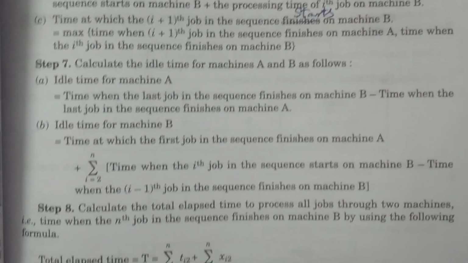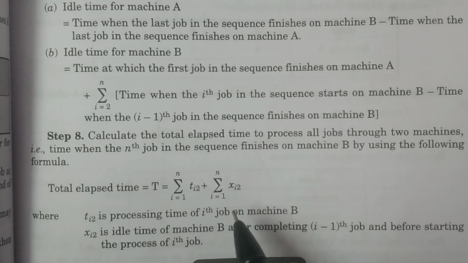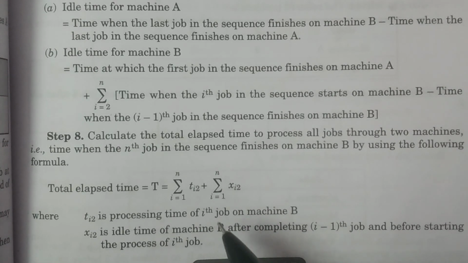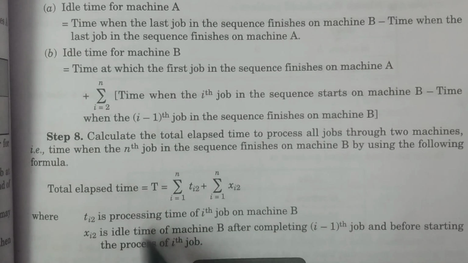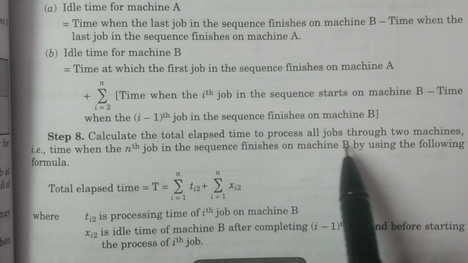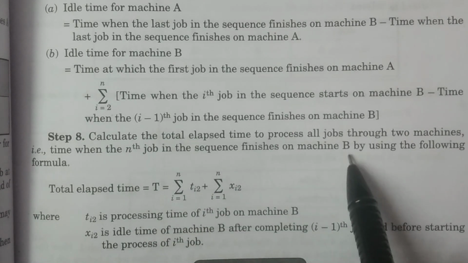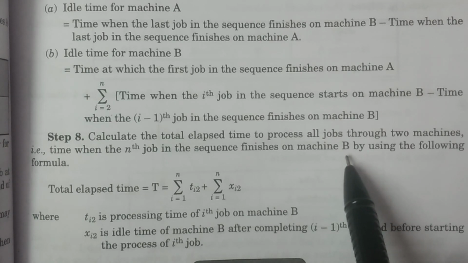Then come to step 8. Step 8 is the calculation of the total elapsed time. What we have to calculate is simply the particular time at which machine B finishes all jobs. That is the finishing time of the last job on machine B, which is nothing but the total elapsed time. Now we have a formula: calculate the total elapsed time to process all jobs through 2 machines, that is the time when the nth job in the sequence finishes on machine B. That's it.